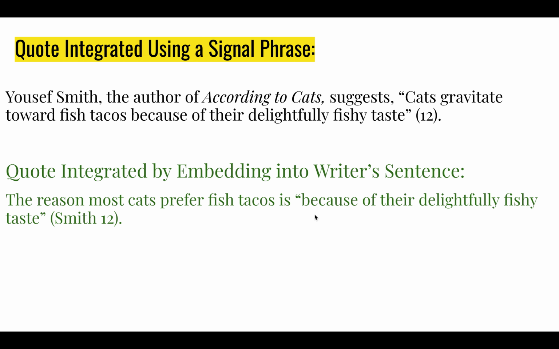The reason most cats prefer fish tacos is, quote, "because of their delightfully fishy taste." So in this case, it's just very smoothly embedded, which can sound a little less clunky because it's grammatically integrated into a sentence that you've already begun to construct. But again, we still do the citation, we quote correctly. So these are two ways that you can incorporate these quotes. You can use the signal phrase, or we can integrate by embedding into your own sentence that you've already started.